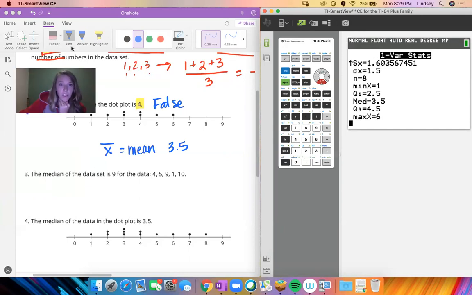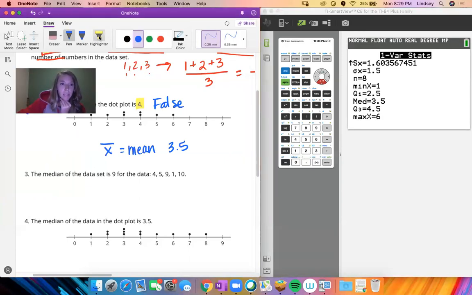All right, moving on to number 3. It says the median of the data set is 9 for the data. Is that true or false? Okay. Well, in order to answer that, we have to remember what the median is, which we talked about in lesson 2 or 4, one of the two. Okay, the median is the one in the middle spot. So they're saying 9 is the one in the middle spot. Is that true?